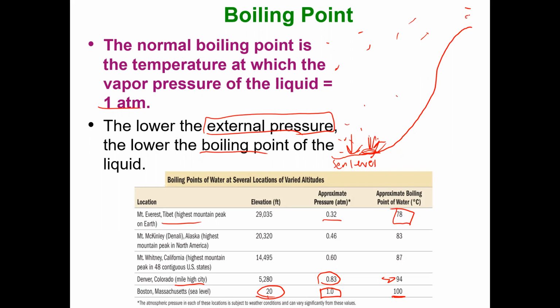Well, at a higher elevation, right, if I'm trying to boil water, there's less external pressure pushing down on the liquid. Well, now the water can escape easier and vaporize. And that's why at higher elevations with lower pressure, I don't require as much energy for the water to boil.